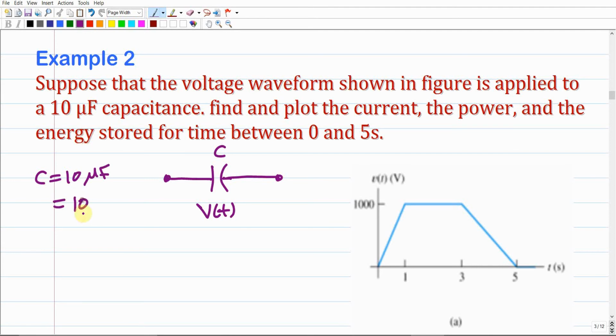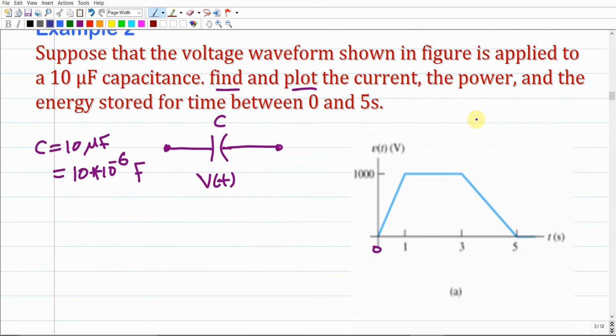And if you remember, the micro is the multiplication of 10 to the power of -6 farad. So this is the equivalent one, if we decide to get rid of the micro. Find and plot. It is not just find, you are also required to plot the current. If I ask you just to find, there is no need to plot. It is required to find and plot the current, the power, and the energy stored for the time between 0 and 5 seconds. The time is already given in seconds, and the voltage is already given in volts as represented here. Make sense? So how can we solve this problem?